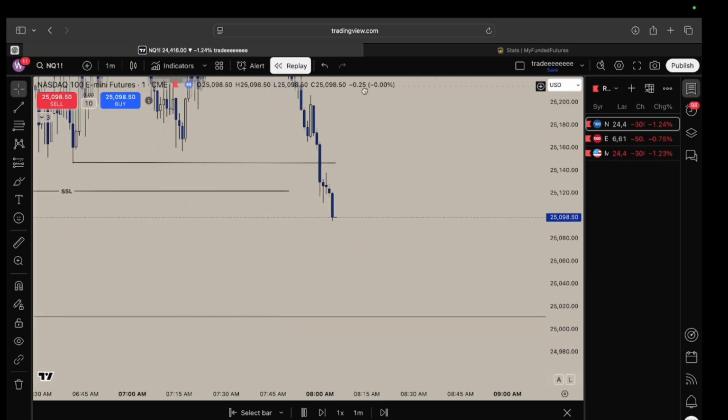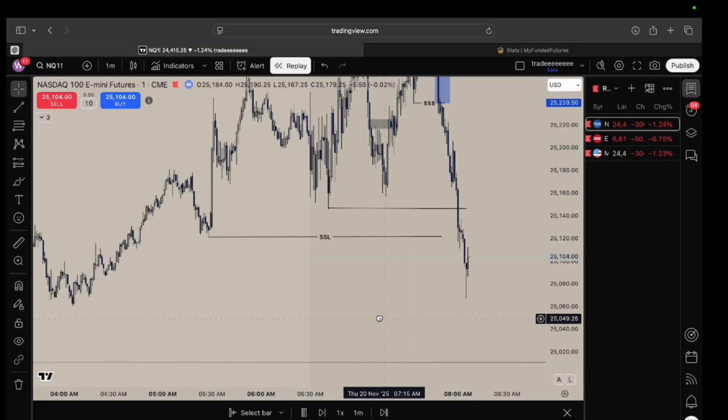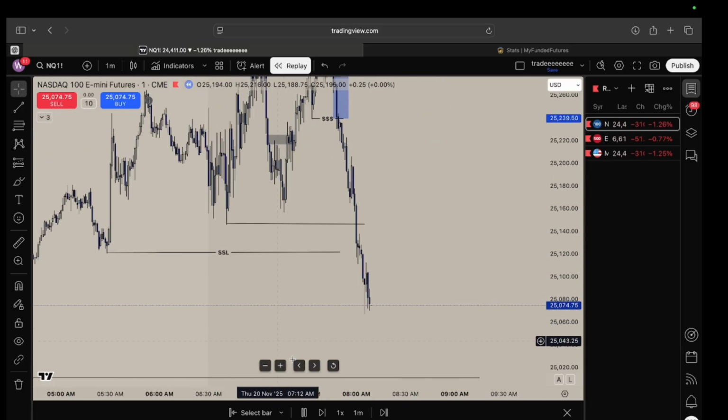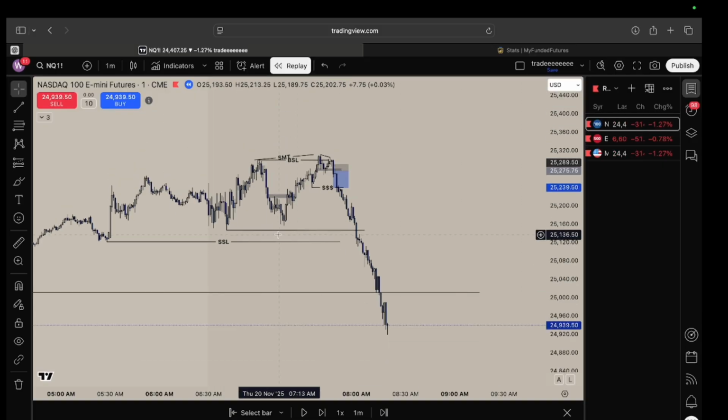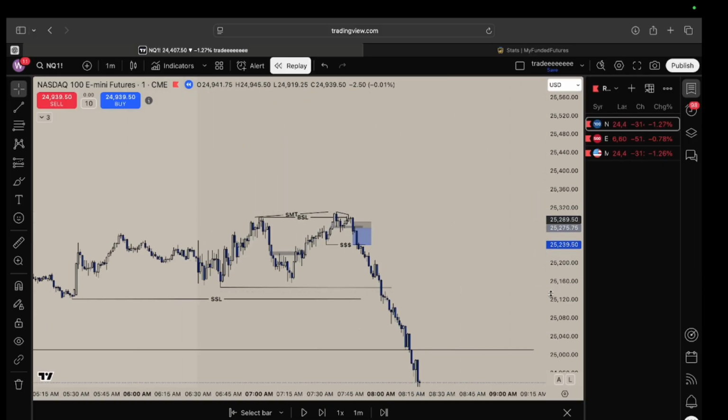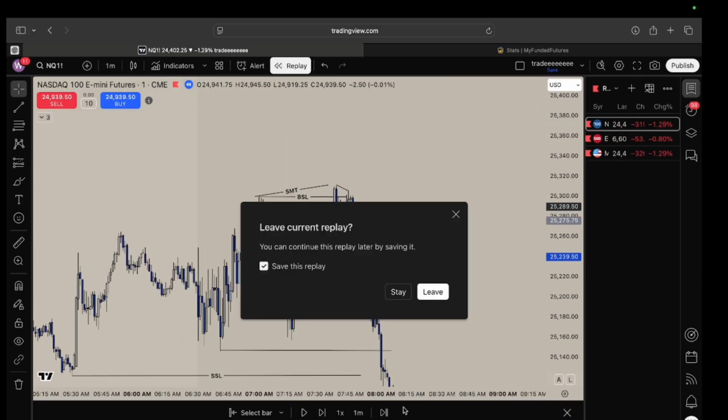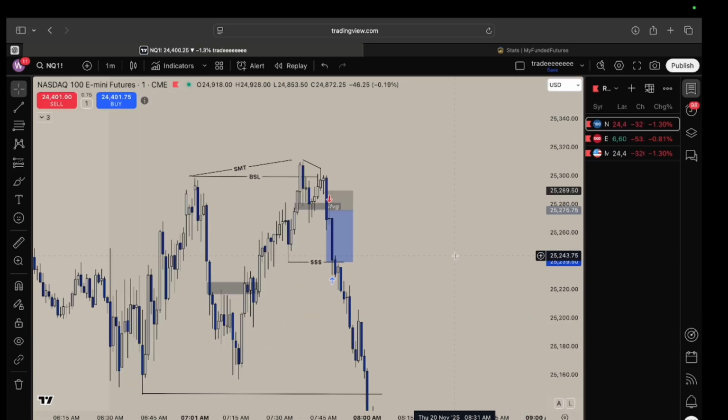Look at that. TPs were all hit, and it went all the way down to previous day lows. It's crazy. But again, yeah, that's really it. I made 600. I did record me doing it, but I didn't really like the angles I was in, so I deleted that, bro.